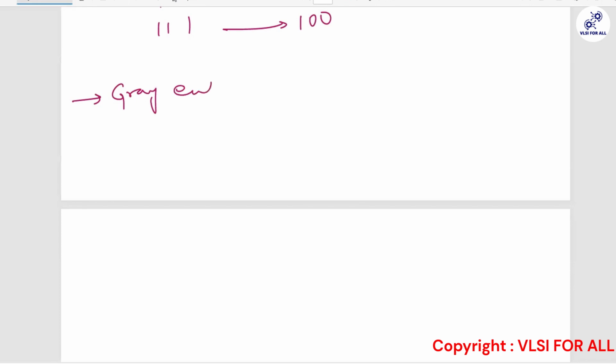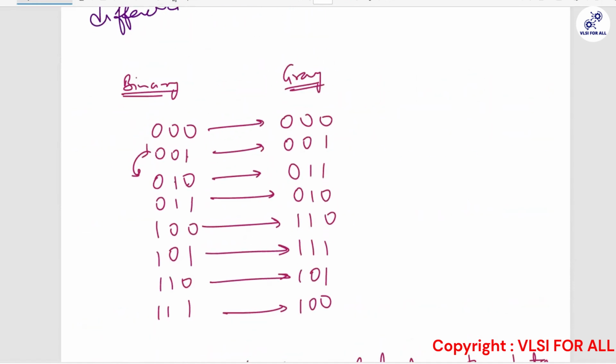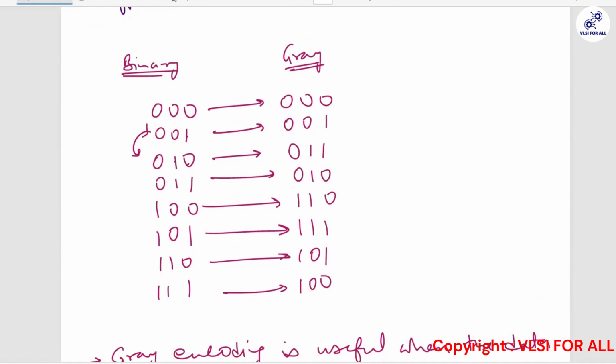Sir, excuse me. Sir, the binary to gray encoding, it's not clear actually. Oh, you don't know how to go from binary to gray, is it? Yes, sir. Okay.